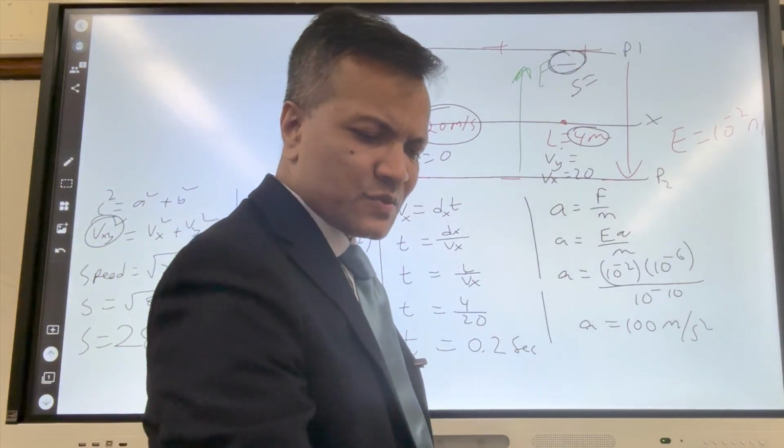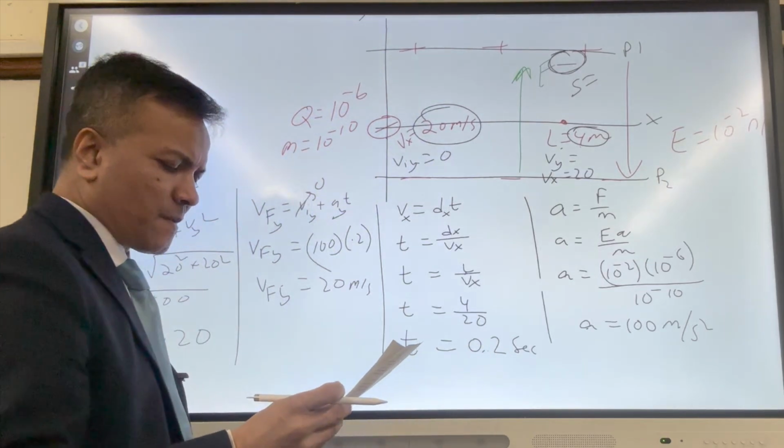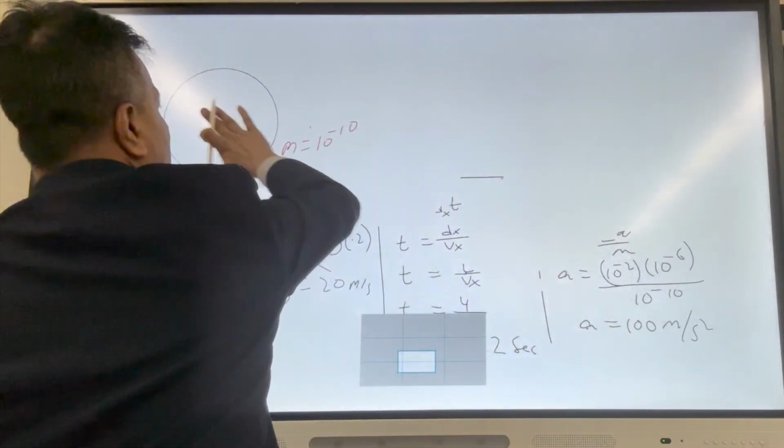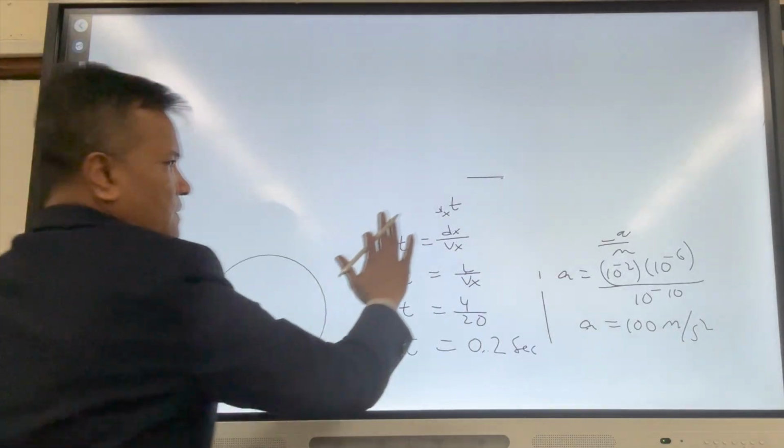Now let's go to the next problem. Next problem is, if you have, this is momentum and conservation of energy. Number 5.